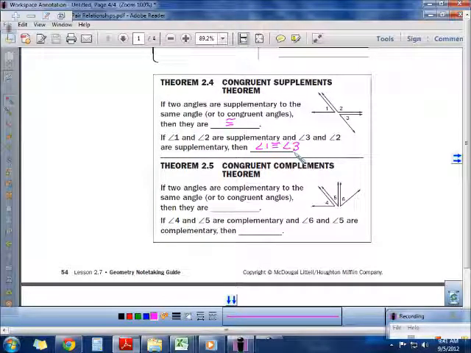Same kind of thing for complementary. If these two over here, 4 and 5 are complementary and 5 and 6 are complementary, then 2 of them are the same. Which ones are the same? 4 and 6 are the same. So they're congruent. So 4 is congruent to 6. Good stuff.